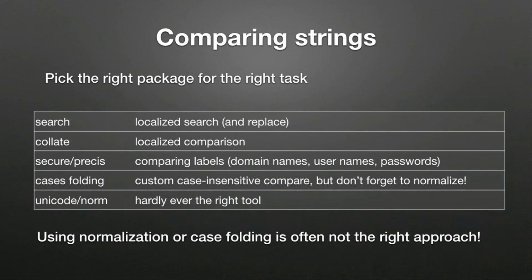If you want to search, so for example you have a search string and a bunch of text and you want to find your search string within the text, you use the search package. If you want to sort strings, you will use the collate package. In some languages, or actually many languages, there is a different sorting order as well. A third one is if you don't want to do language-specific compares, but you're more worried about security. For example, if you're creating a domain name and somebody requests a domain name, you might want to use the secure presses package. I will give you examples of all of these.